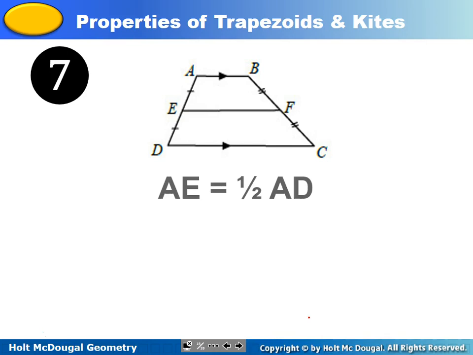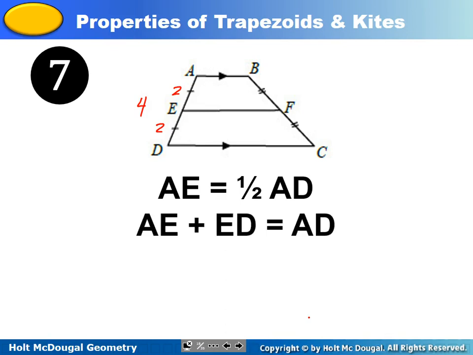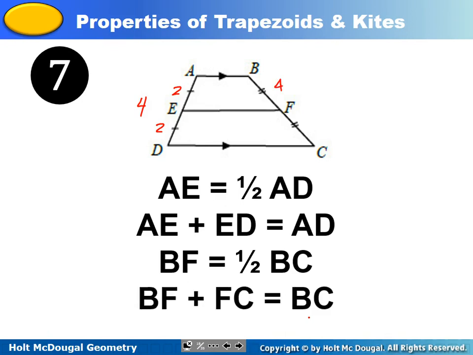Here's the other piece that I want to discuss with y'all. That AE is half of AD, and that's because we see tick marks on AE and ED. So if we knew that AE or AD was 4, for example, then we would know that AE and ED would be 2 and 2. Same way, BF is 1/2 of BC. So once again, if we knew that BF, let's say this was 4, then we could say that BC is 8 because each piece of this would be 4 and 4, and the whole thing would be 8.